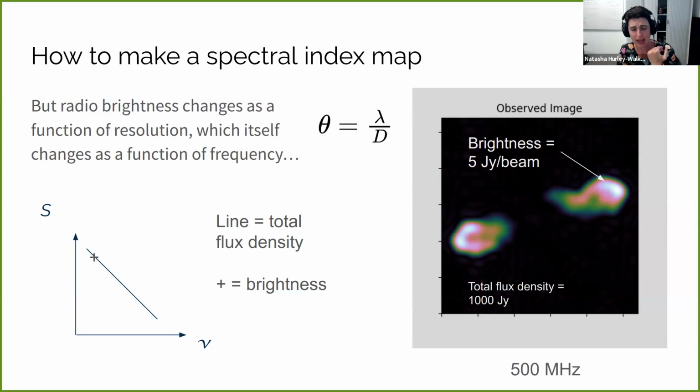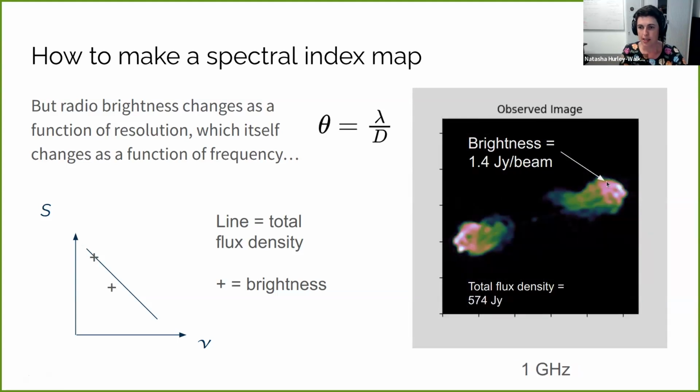And I've just made a radio galaxy and I've run it through an interferometer. And now we have 500 megahertz, this picture of a radio galaxy. If you add up all of the flux density here, you have 1,000 Janskys of flux density. But if you just look at any given pixel or any given resolution element, you get a number like this. This is kind of made up. So on our toy diagram, fine, these line up on the line.